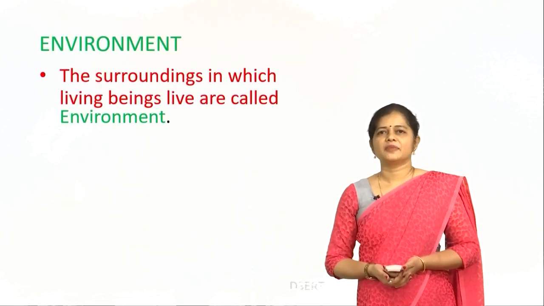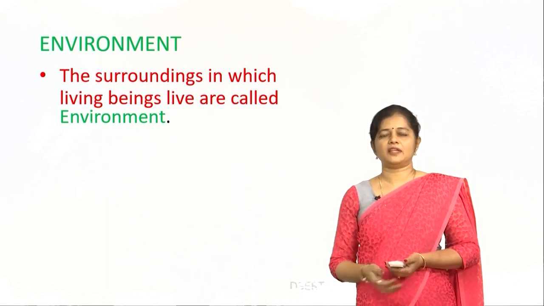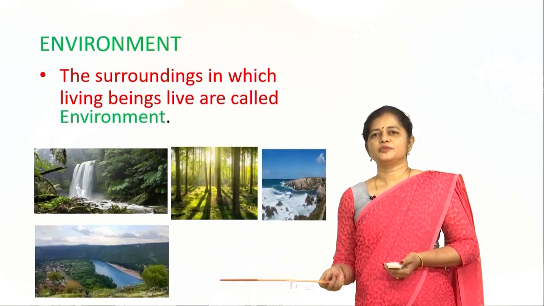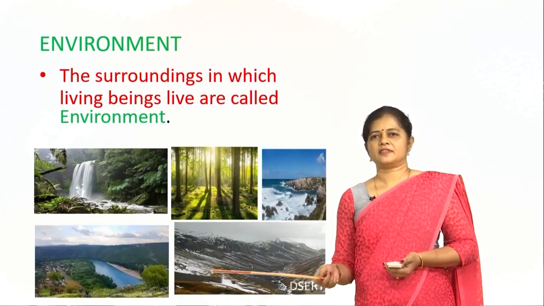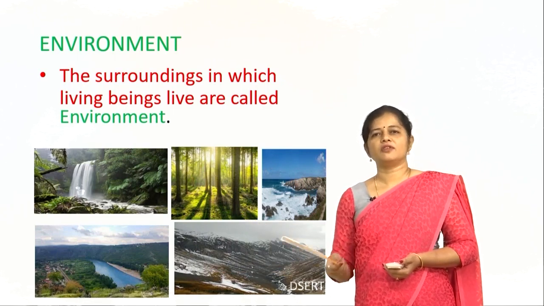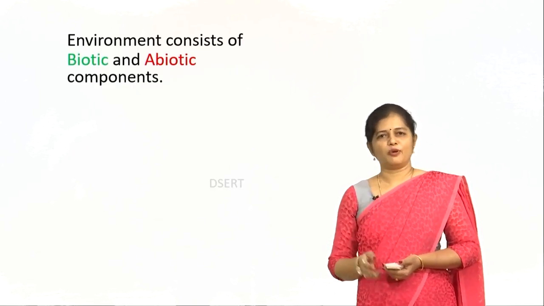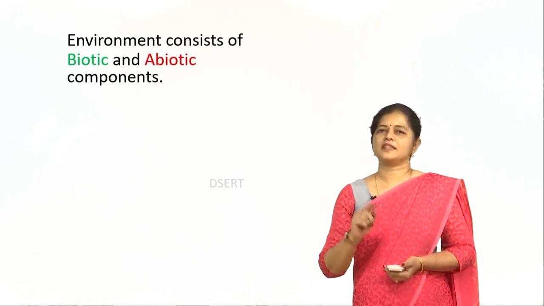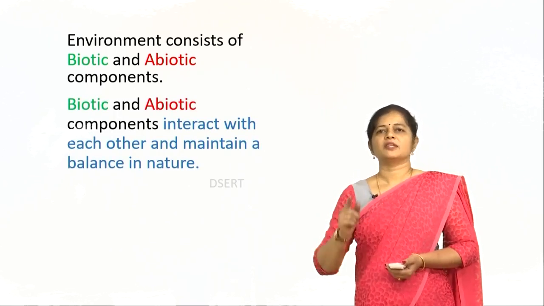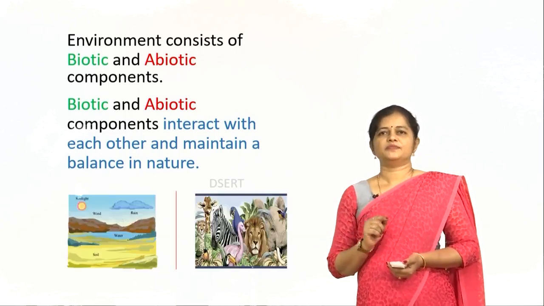Environment. What is environment? The surroundings in which the living beings live are called environment. Now, as you can see here, these are all the environment which you find everywhere. The rivers, the forests, the mountains, the oceans, and all your habitats. Any environment consists of 2 components, the biotic component and the abiotic component. The biotic and the abiotic components in an environment interact with each other and maintain balance in nature.